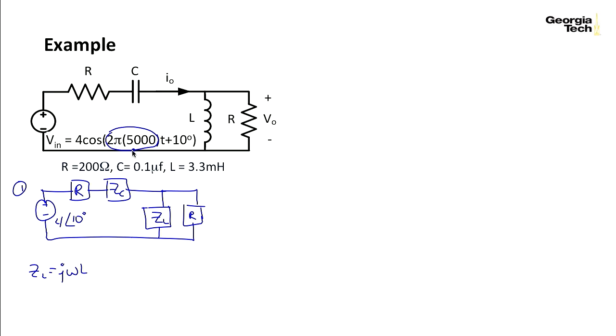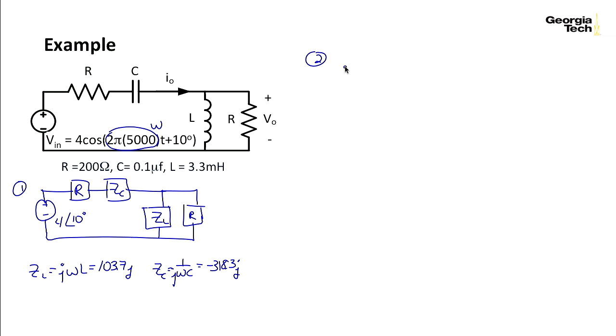If I substitute in that value for omega and this value for L, I will get 103.7 j. Similarly, I can solve for Z sub C. That's 1 over j omega C. With this value of omega and that value of C, I get minus 318.3 j. Okay, so that's step one.